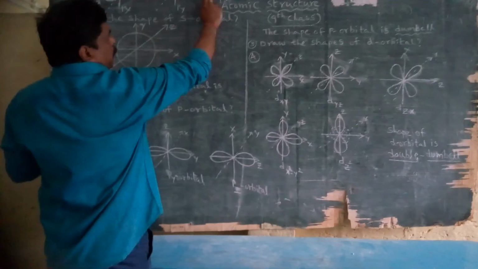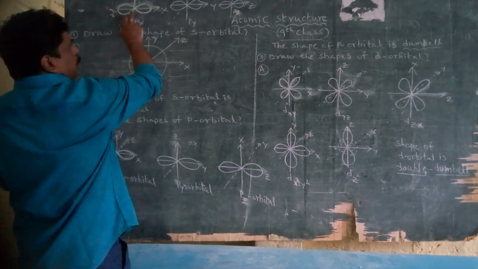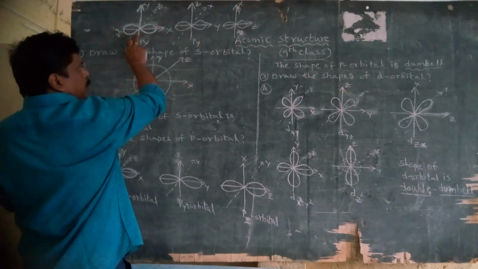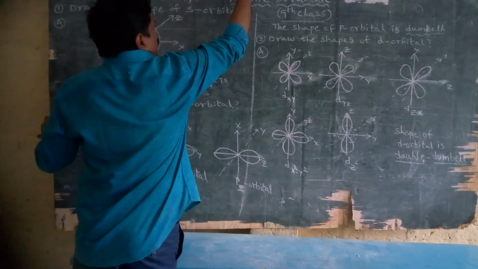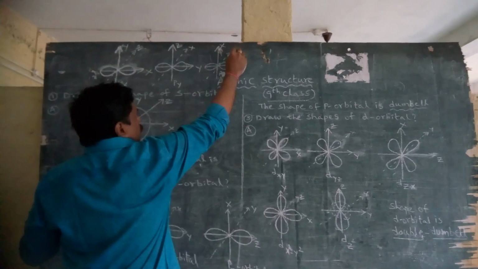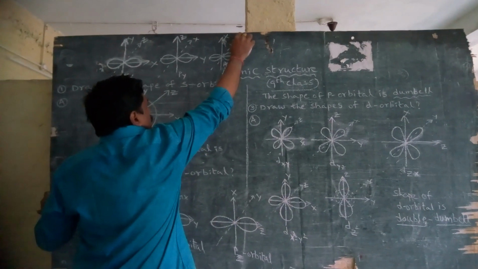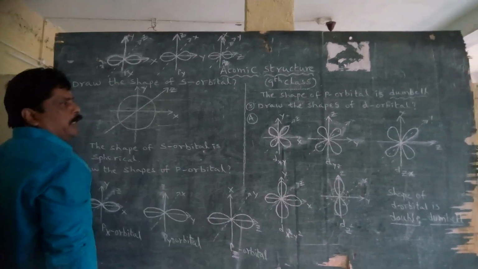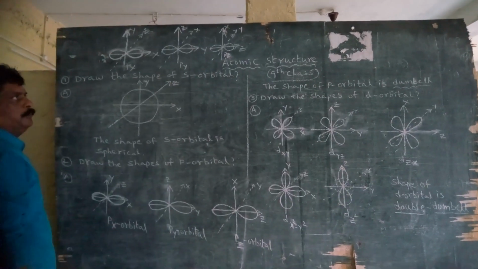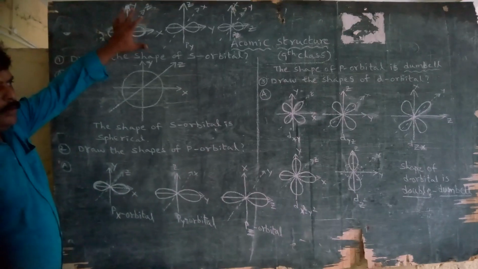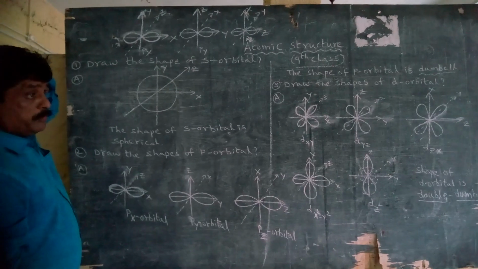If you draw the dumbbell on the x axis, it is called the px orbital. If you draw the dumbbell on the y axis, it is called py. If you draw the dumbbell on the z axis, it is called pz. This is the shape of the p orbital. Here the z axis and x axis are there, there is no y axis, so you have to draw the y axis as a dotted line between them. So these px, py, pz are the shapes of the orbital. We get this question for 2 marks.